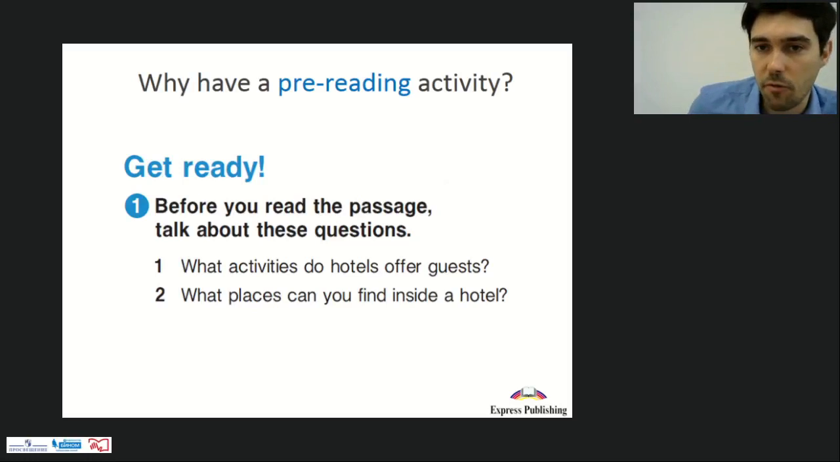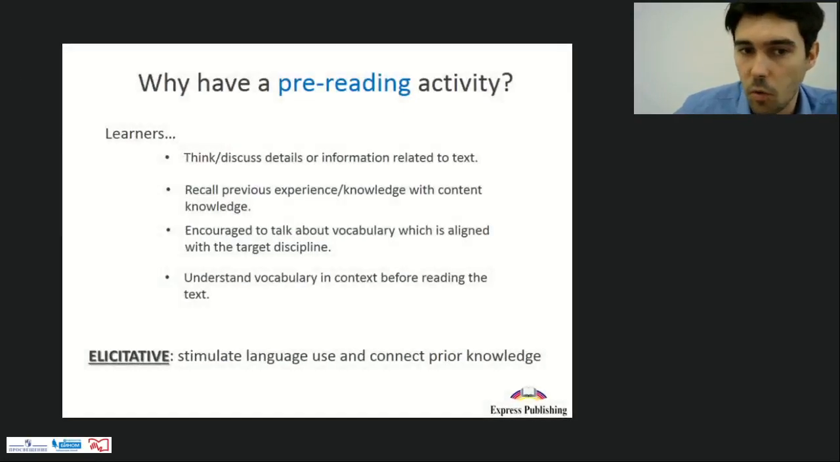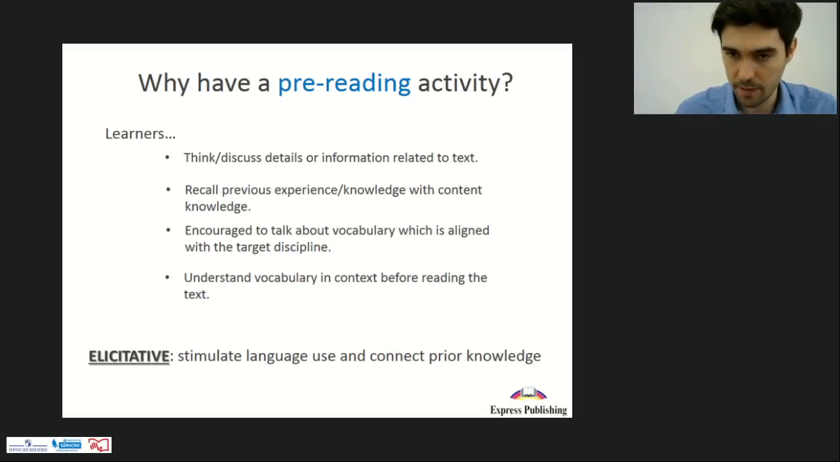So we have the pre-reading activity for different reasons. First of all, the learners can think and discuss details or information related to the text. So these questions that we saw in the previous slide allow the students to talk about the topic-specific vocabulary together, and this vocabulary will be seen later in the reading, so they're already familiarized with it. They'll be able to recall previous experience and knowledge. This is what I was saying earlier, that students will already possess some level of experience and knowledge. So with the pre-reading activity, they'll be able to make these connections.